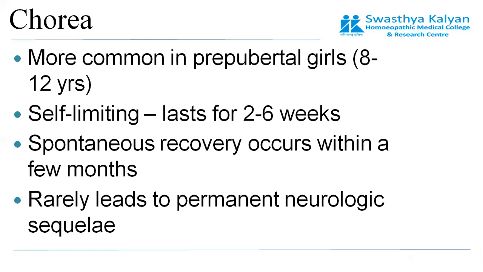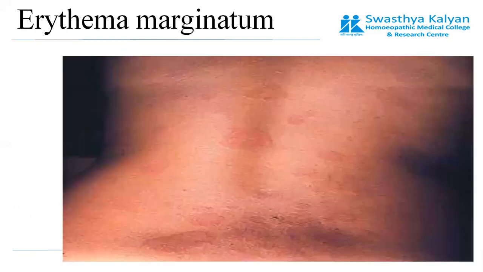Such chorea is very common in prepubertal girls, between the ages of 8 to 12. It is usually self-limiting, which lasts for around 2 to 6 weeks, and spontaneous recovery may occur in a few months. So it's not that it would be creating morbidity for a very long period of time. It is a short-lived one. In rare cases, it might cause permanent neurological changes.